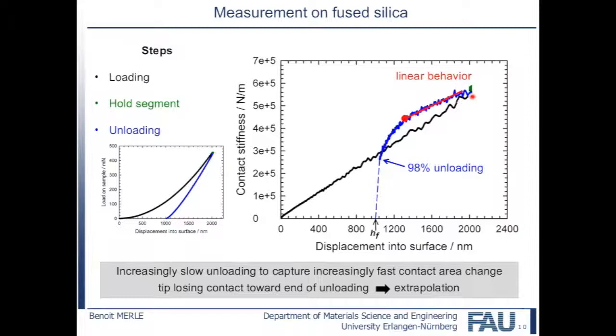What can happen during creep here, you can see there is a small displacement, is that actually the displacement into surface stays the same, but the contact stiffness increases. So this means that your indenter stays at the same depth, but the contact area increases, probably because the elastic pile up around the indenter is slowly converted to some plastic deformation. That's how I could interpret it.